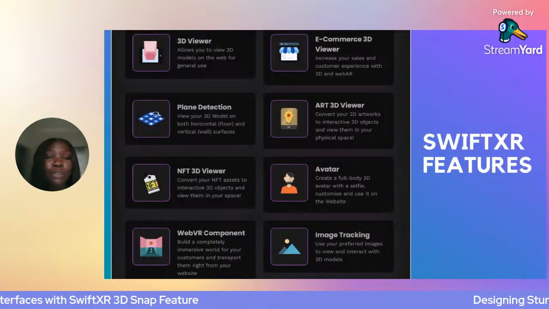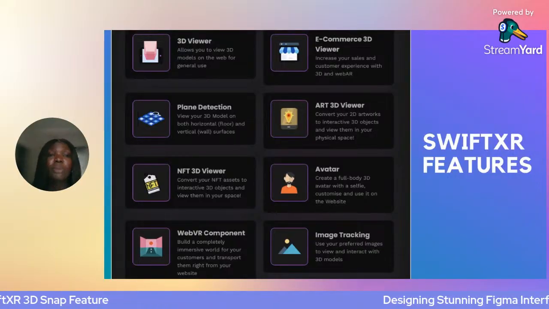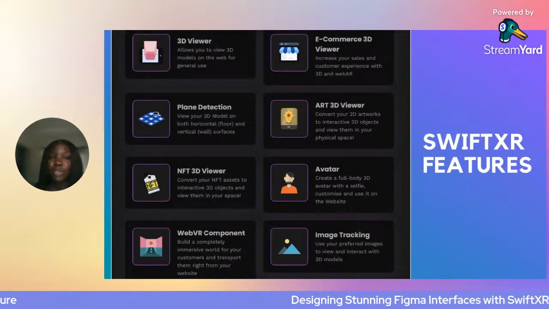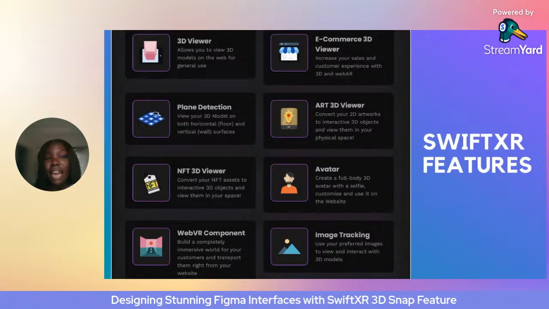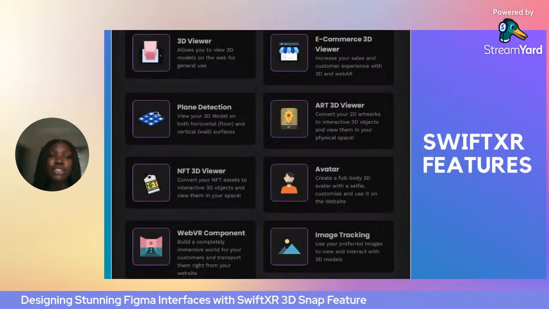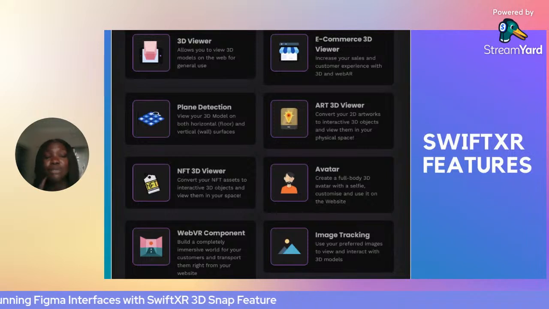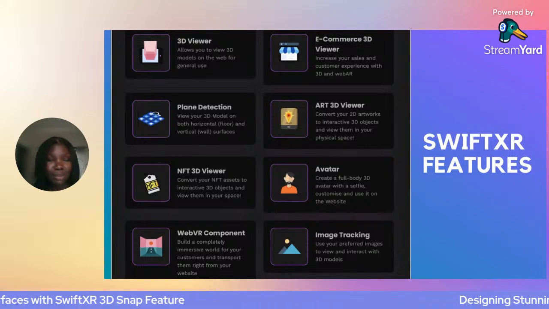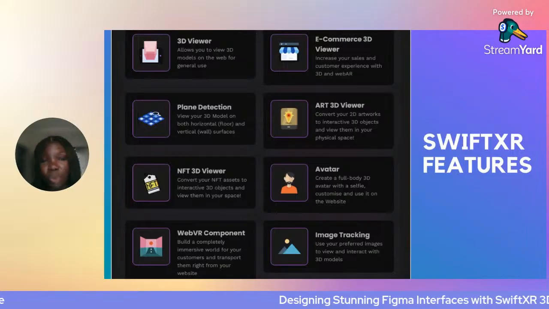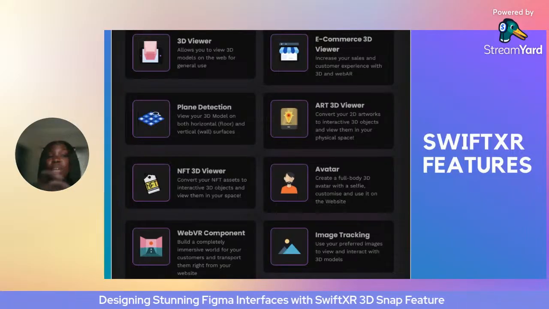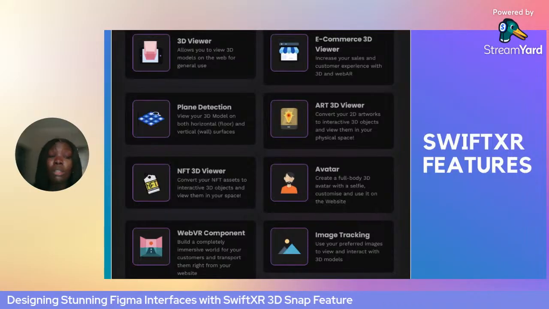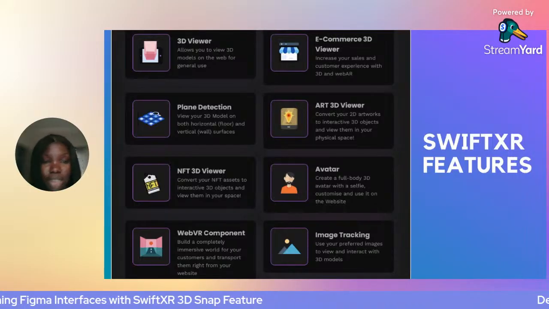We have a couple of SwiftXR features, right? We have a 3D viewer, e-commerce 3D viewer, art 3D viewer, avatar, NFT 3D viewer, plane detection. All of these features have different responsibilities. I don't want to go into them one after the other, but the one you usually use is your 3D viewer that allows you to view your 3D model easily on the web, on the platform, and also allows you to share directly on the web.